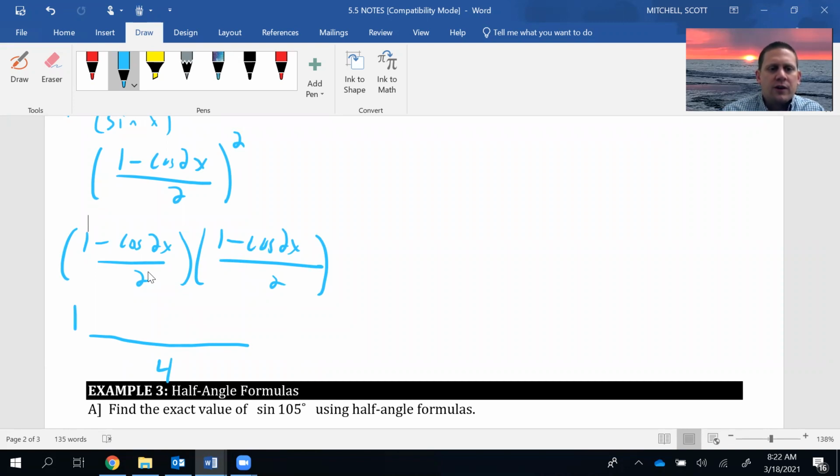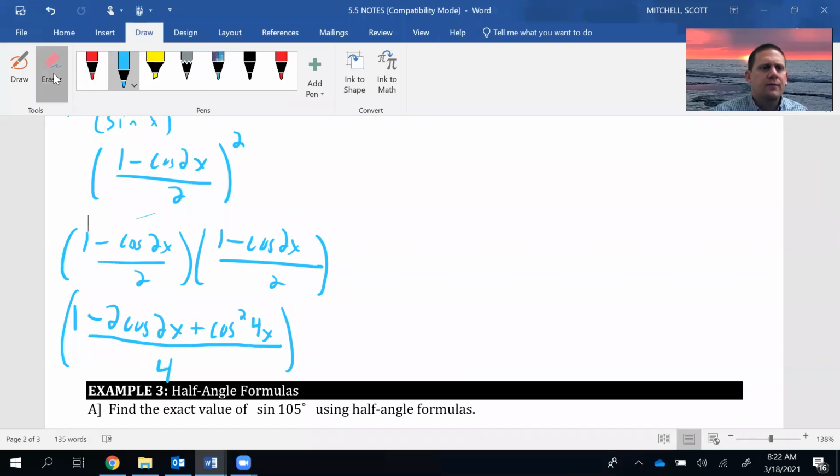And then when you do your inner and your outer, you get negative 2 cosine of 2x, right? This is negative 1, this is negative 1 of cosine of 2x. So you have negative 2. And then when you multiply the last terms, you get plus cosine squared. Okay, so I don't necessarily think you need the parentheses, but you do need that exponent there.